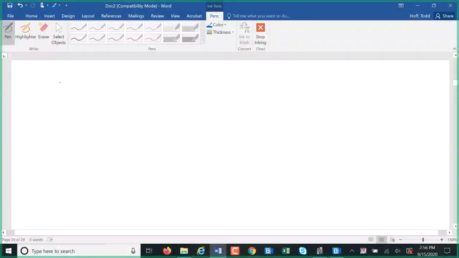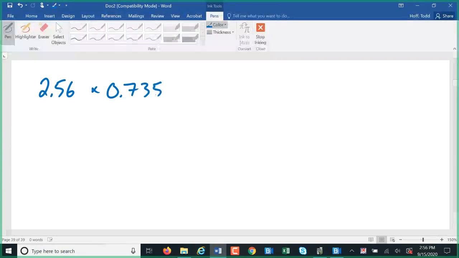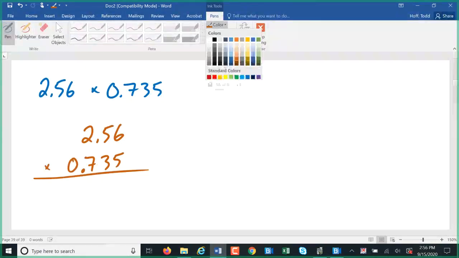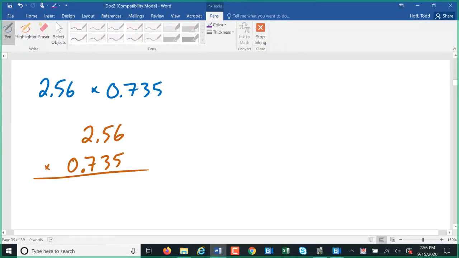Well, if I have something like 2.56 times 0.735, I do not have to line up the decimal points. Now, I could have switched the order if I wanted to and put the 2.56 on bottom. It really doesn't matter. I'm going to have to multiply by 3 different digits anyway. Now, I'm going to totally ignore the decimal points here until the very end.